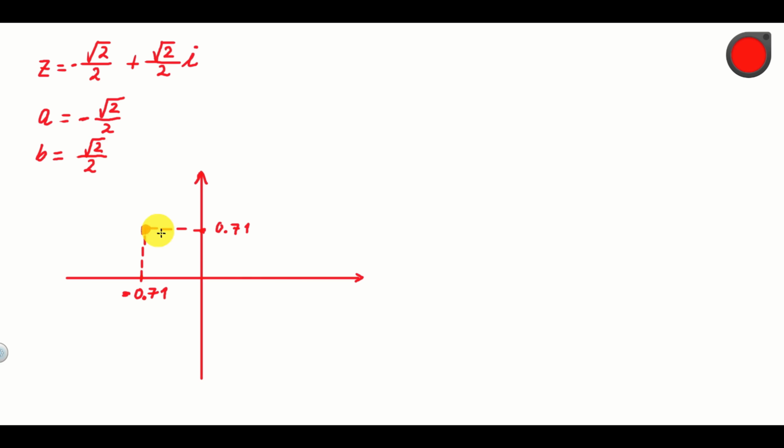And we immediately recognize that this is the second case, and the angle theta will be measured from here. And we need to apply the corresponding formula. First of all, let's compute r. r is the square root of a squared plus b squared.